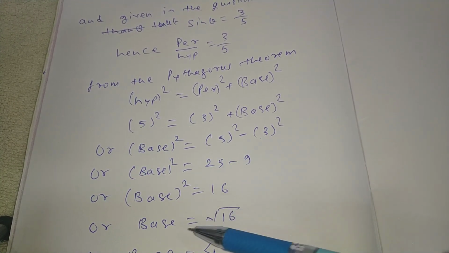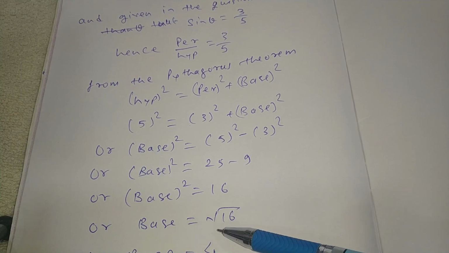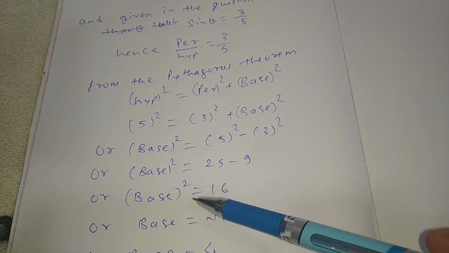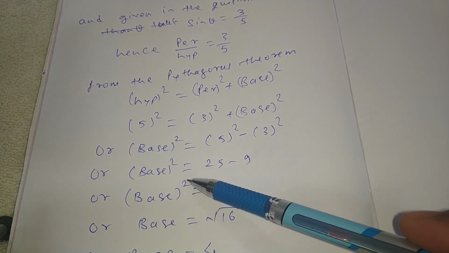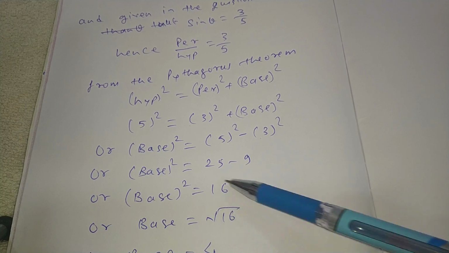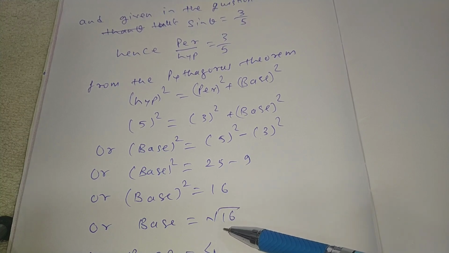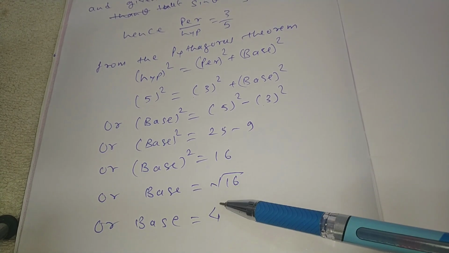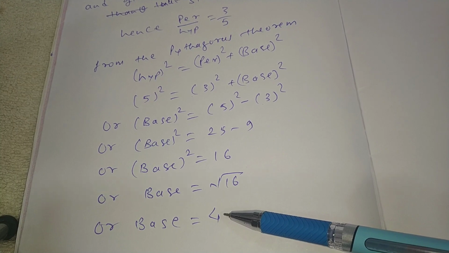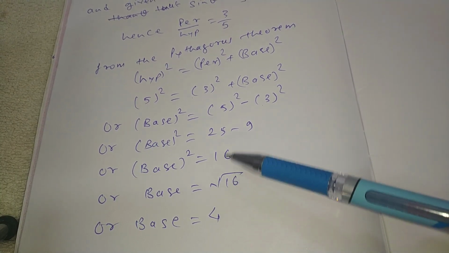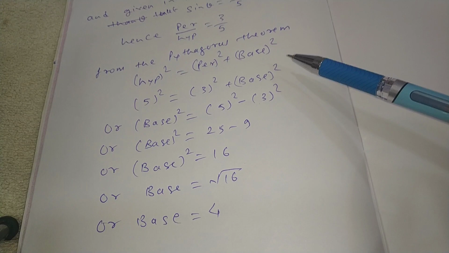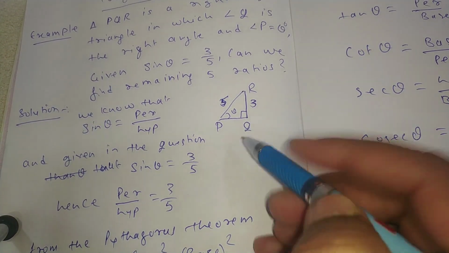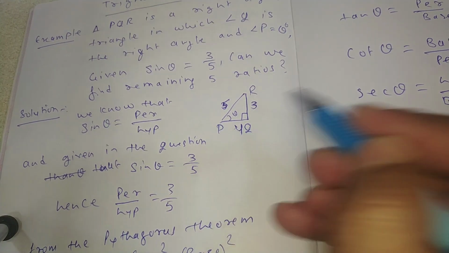25 minus 9 is 16, so base is equal to root of 16. If we want to remove this square, what we need to do is take the square root on both sides. So this square will be removed and this part will have a square root. From that we can find base is equal to 4. Now we have all these things: perpendicular, hypotenuse and base. As we found, base is 4.